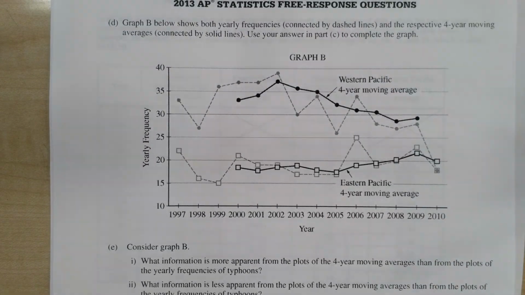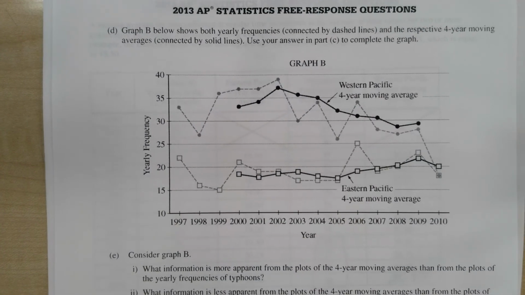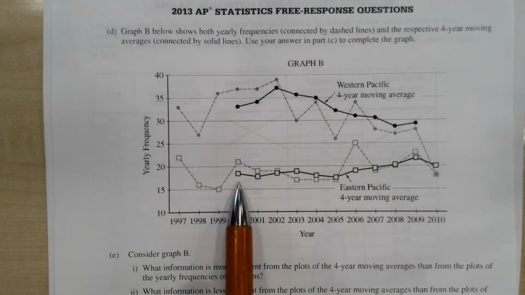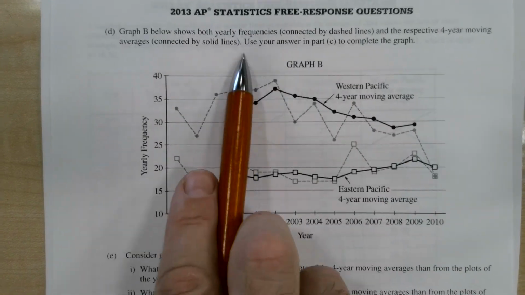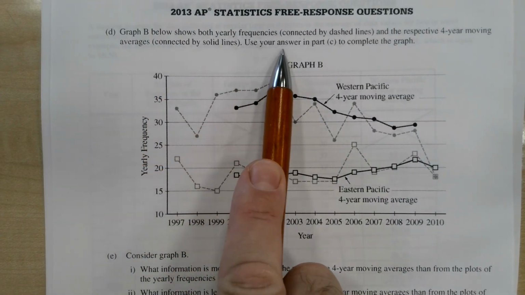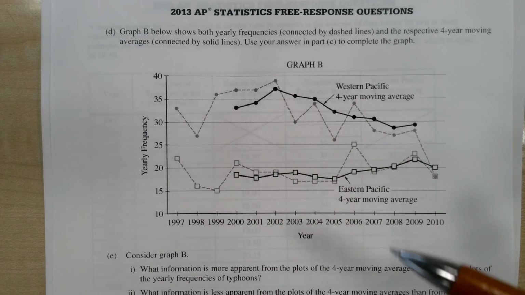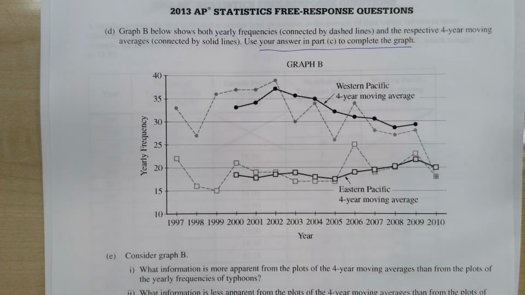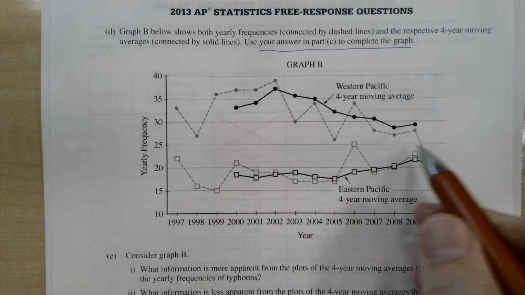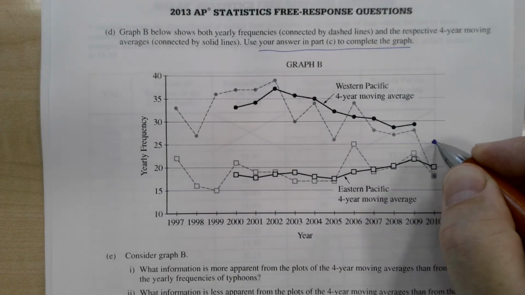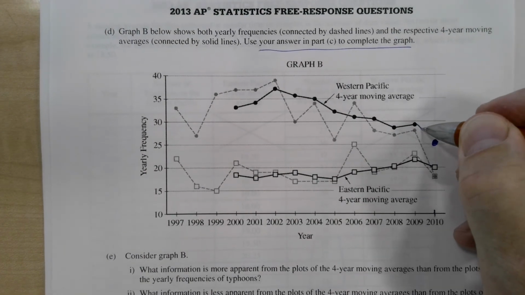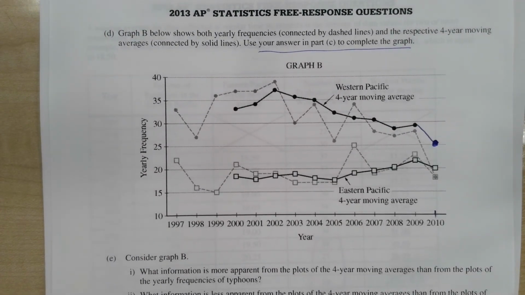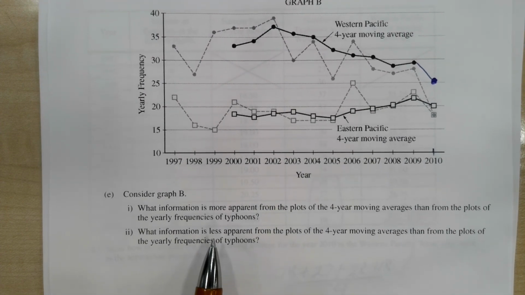So now they have the same graph, but they've taken the 4-year average, and they've plotted the 4-year average right on top of the graph we had before. Okay, which is just what they tell you here. Now you got to read things. It does say use your answer in part C to complete the graph. Some people might glaze right over that. So we ended up with 25.25 or something. So that's like right in here somewhere for 2010, right? So I'm going to complete that graph. Okay, so we got that. That's part D. I'm going to go right into part E here.